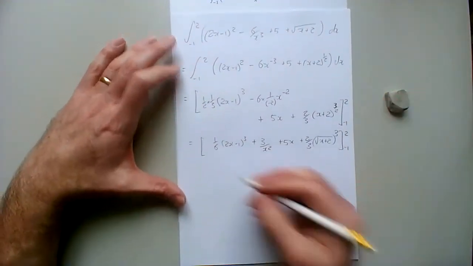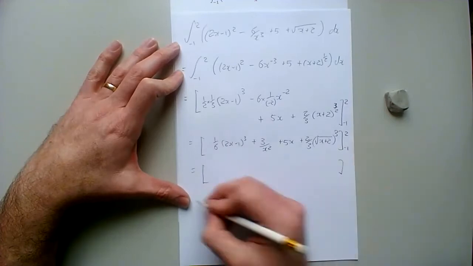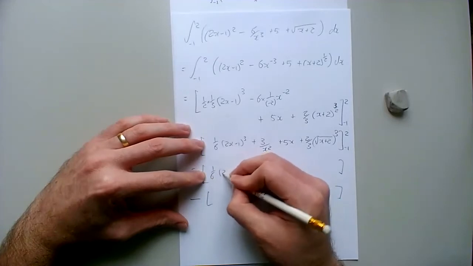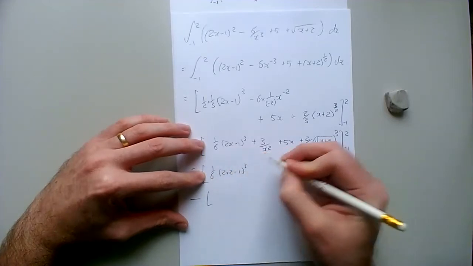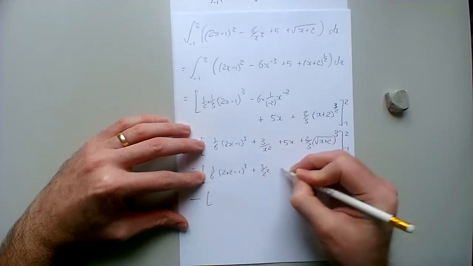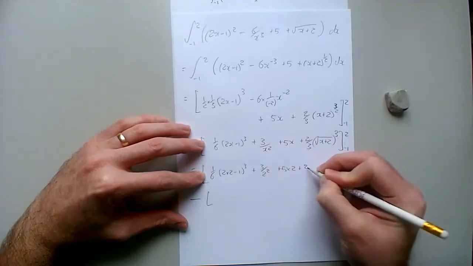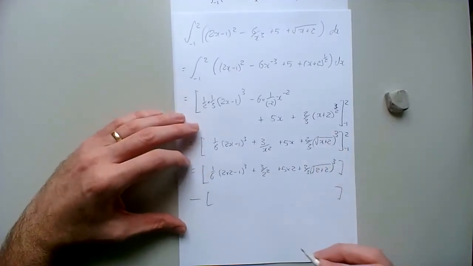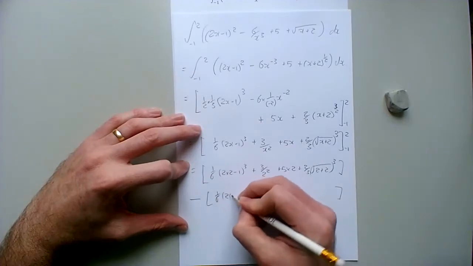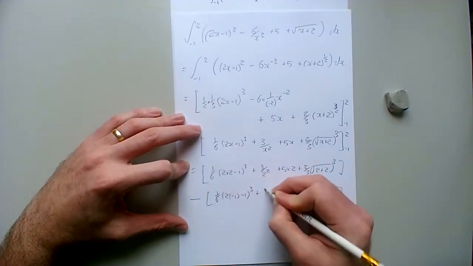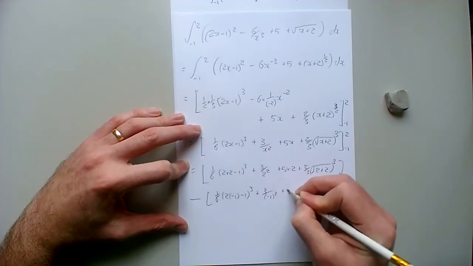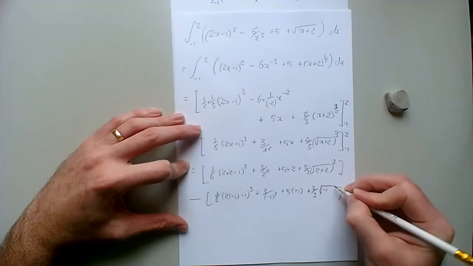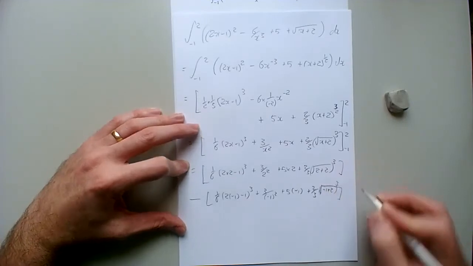Okay, well, let's see what happens when I sub them in. I'm going to have to sub in the 2 and sub in the -1 and subtract them. So 1/6 of (2 times 2 - 1)^3 plus 3 over 2 squared plus 5 times 2 plus 2/3 of (root of 2 + 2)^3. Okay, and then this is 1/6 of (2 times -1 - 1)^3 plus 3 over (-1) squared plus 5 times -1 plus 2/3 of (root of -1 + 2)^3.